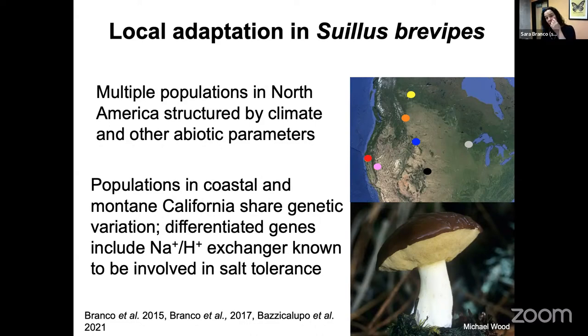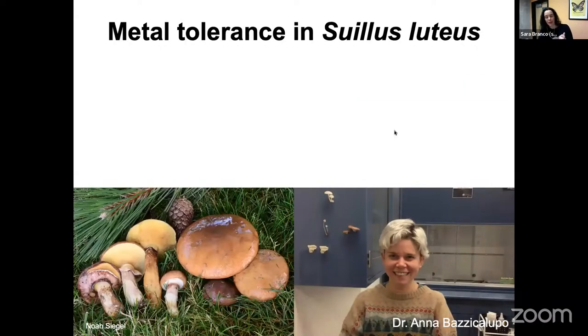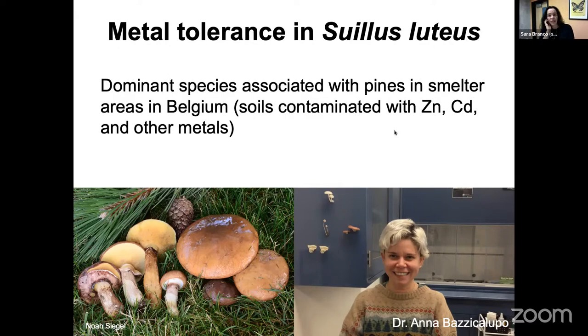And when I got my first job as an assistant professor, I decided to start studying metal tolerance in Suillus. And as Jess just mentioned, there's this system in Suillus luteus that has been studied for a long time, mainly in Belgium. And why in Belgium? Because this species is the dominant species associated with pines in smelter areas of Belgium. And these are soils that are contaminated with zinc, cadmium, and other metals.